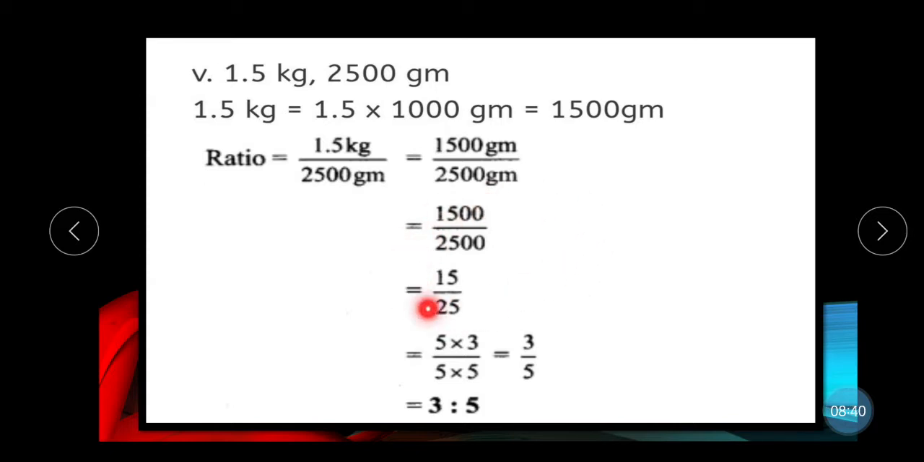Now we can reduce it. That is 0 gets cancelled. What remains is 15 upon 25. 5 into 3 upon 5 into 5. 5 gets cancelled. What remains is 3 upon 5. That is equal to 3 is to 5. Therefore, 1.5 kg is to 2500 grams is equal to 3 is to 5.